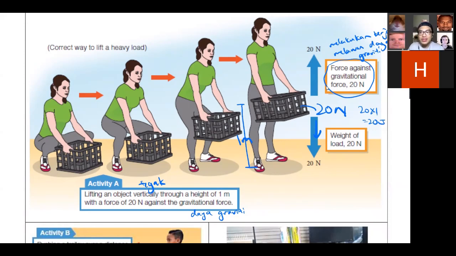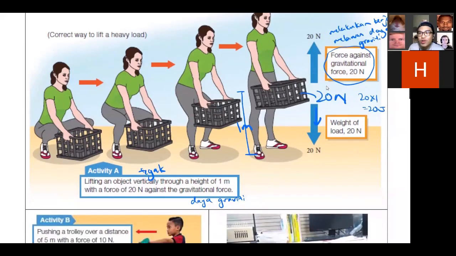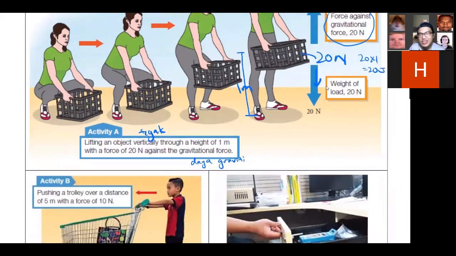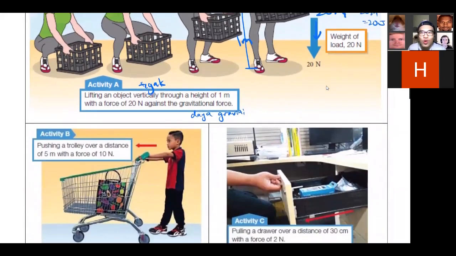If I'm pulling against gravity, I'm doing work. Okay, but if I'm letting gravity do the work, I'm not doing anything. Okay, that's why when you jump down from a plane, you don't use energy, because you fall by yourself. Okay, but let's say now you're climbing stairs, you are doing work, you are carrying your whole body against gravity. Okay, you melawan your seluruh badan, melawan gravity. That's why climbing stairs is very tiring, because you are fighting gravity all the way.